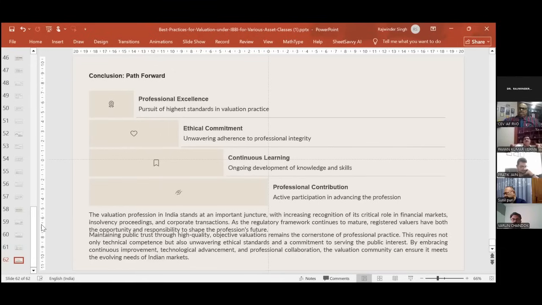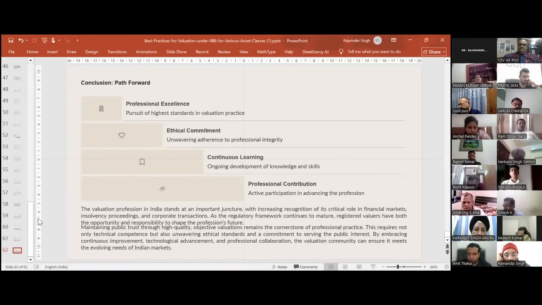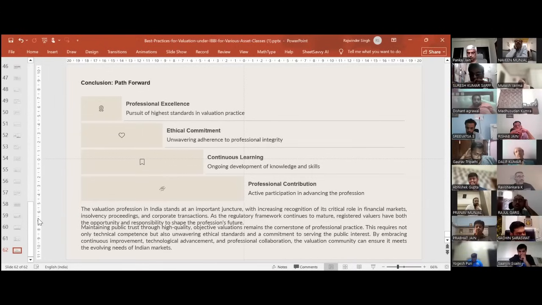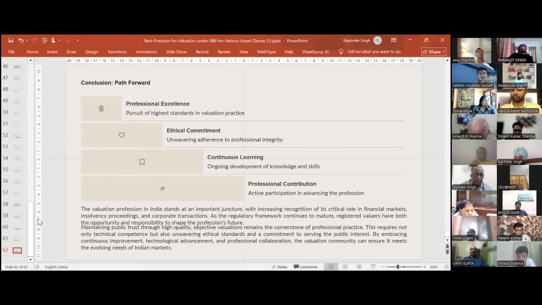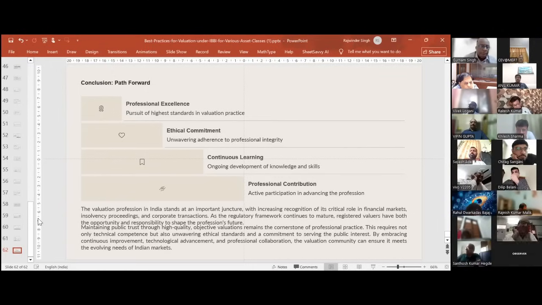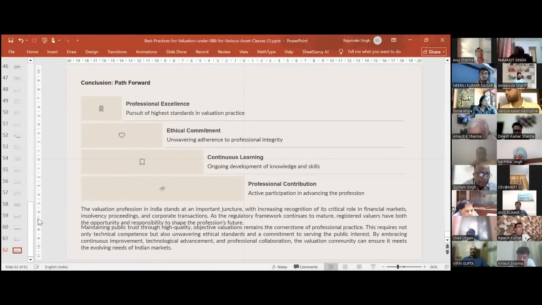So what is the path forward? Next, what is expected from all of us? First of all, we should learn and try to have professional excellence. We should strive for the highest standard in valuation practice. So all of us, meaning all the registered valuers, should pursue the highest standard in valuation practice. And we should make ethical commitments, meaning unwavering adherence to professional integrity.